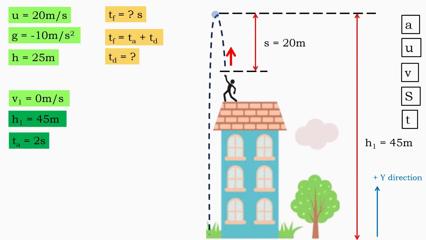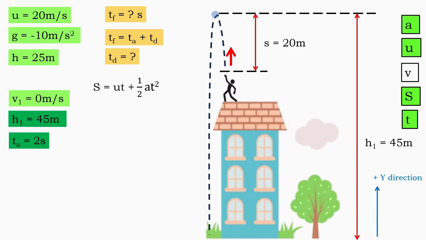For the downward motion, the ball starts from the highest point and falls all the way to the ground. The total distance of this fall is 45 meters. At the highest point, the ball is momentarily at rest. Therefore, the initial velocity for the downward journey is 0 meters per second. The acceleration is minus 10 meters per second squared due to gravity. We are required to find the time of descent, which we will denote by t subscript d. Since we know the displacement, initial velocity, and acceleration, the most suitable equation to use is the second equation of motion. S equals ut plus half a t squared.